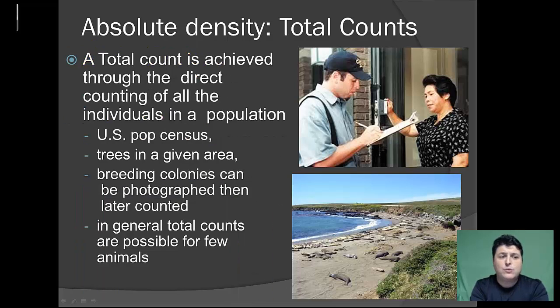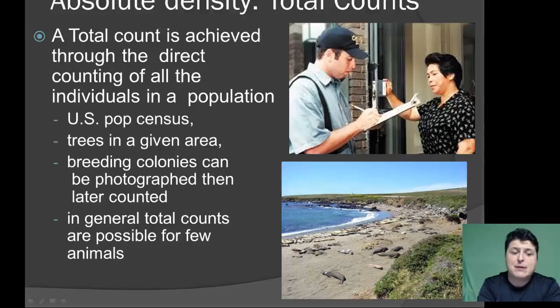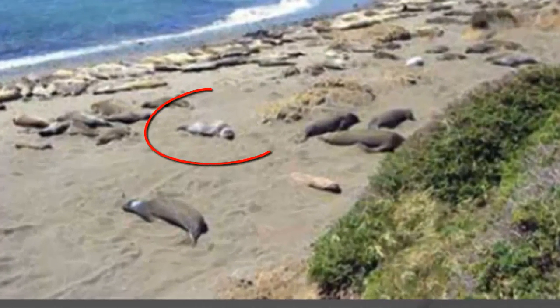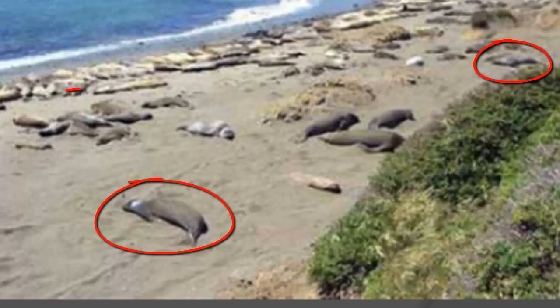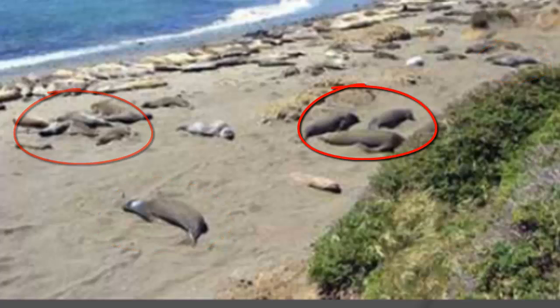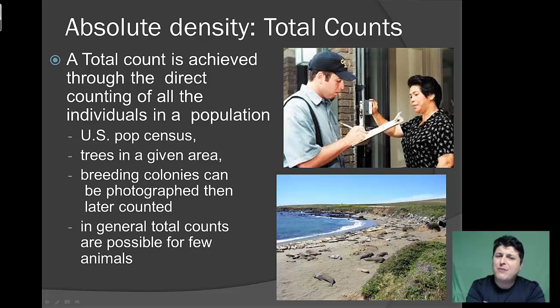Now, one way to determine absolute density is through total counts. A total count is achieved through the direct counting of all the individuals in a population, much like we do with the U.S. population census. We could go into a forest and count the number of trees, or if we have a breeding colony of organisms like these harbor seals, we can take a picture and then count that population later. In general, though, total counts are only possible for very few animals because typically animals are always moving around and it would be very easy for you to double count the same individual.